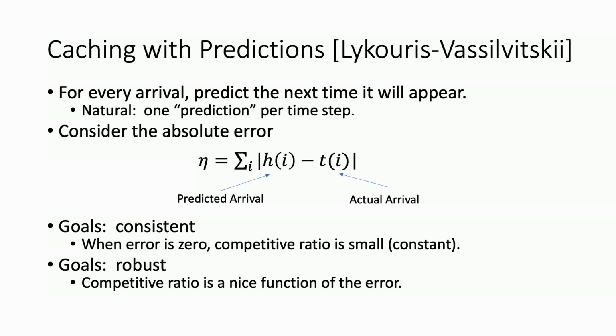This was worked on a couple years ago by Lykouris and Vassilvitskii. For every arrival, you try to predict the next time it will appear. So you have one prediction for every element you have lying around. You can consider the absolute error. Your goal here is to have something that's consistent and robust. The competitive ratio is very small if the error is 0 or near 0, and it's robust: a nice function of the error, but in particular, even if you get really bad predictions, you're still going to be okay.